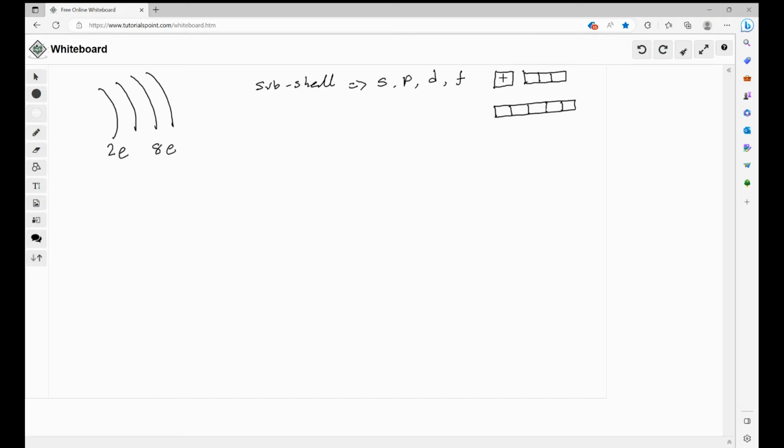So the S subshell has only one room. The P subshell has 3 rooms, and the D subshell has 5 rooms. So remember, S is 1, P has 3, and D has 5 rooms. Okay, that's all you need to understand.